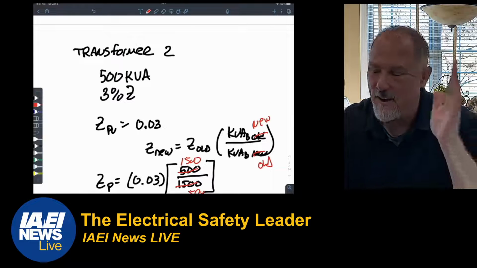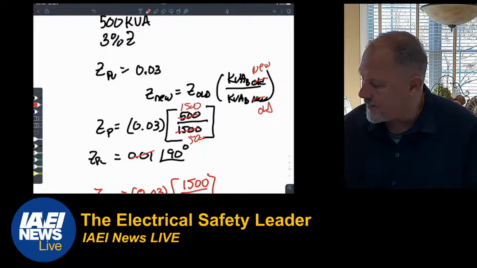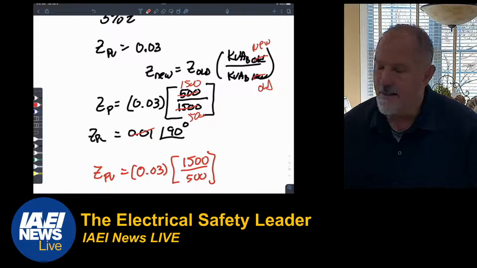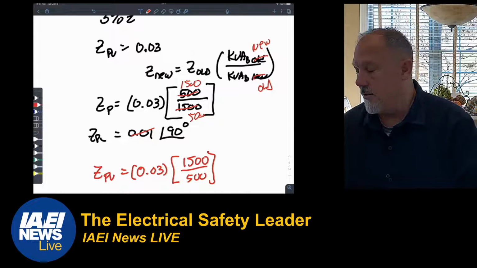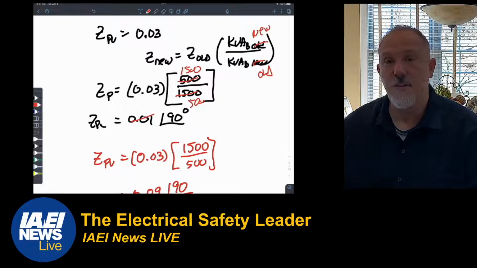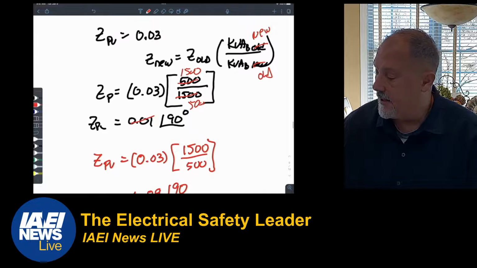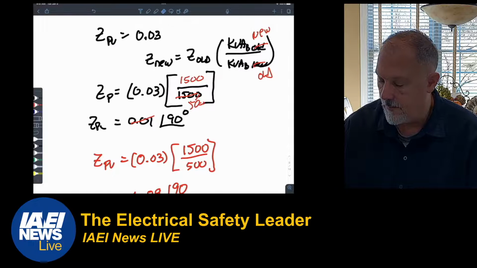All right, so transformer 2. Here was another mistake I made. Look at that. All right, so KVA new over KVA old. So what I did was I did 500 over 1500. It should be 1500 over 500. All right, so I'm going to just clean this up. 1500 over 500.